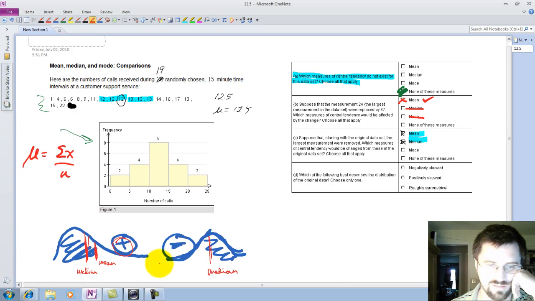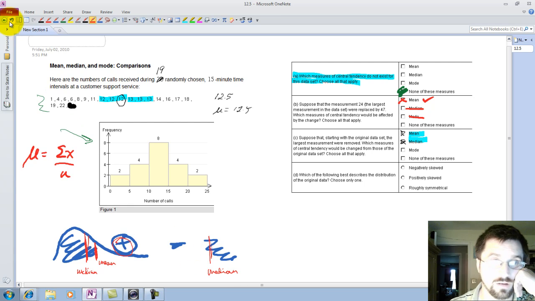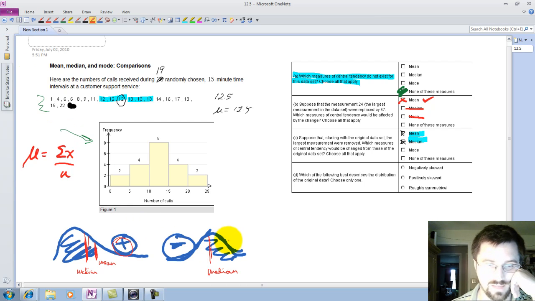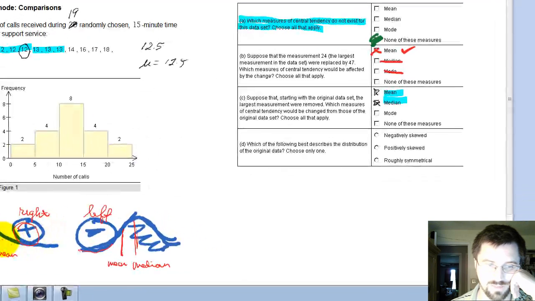But because the data over here on the left pulls the mean away from the center, the mean will be to the left of the median, which is why it's negatively skewed or left skewed. This is right skewed. So it's kind of counterintuitive. You don't look at the hump, you look at the tail.